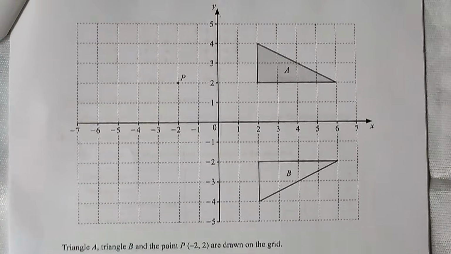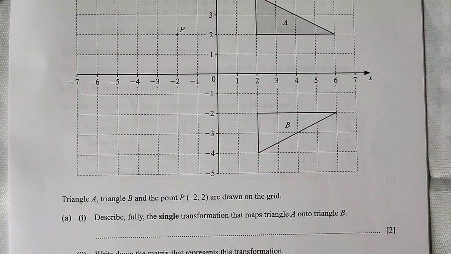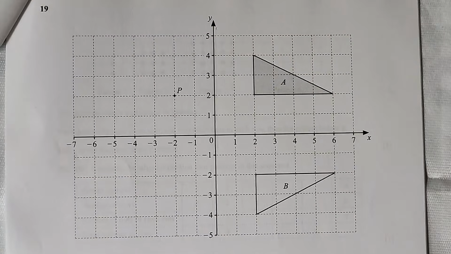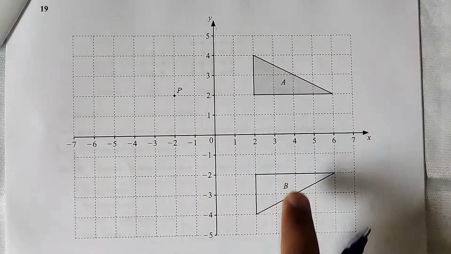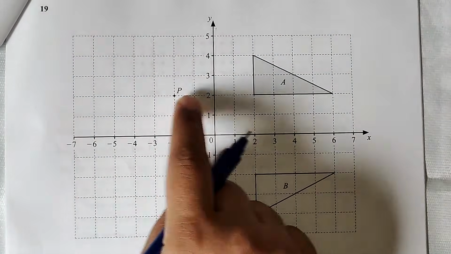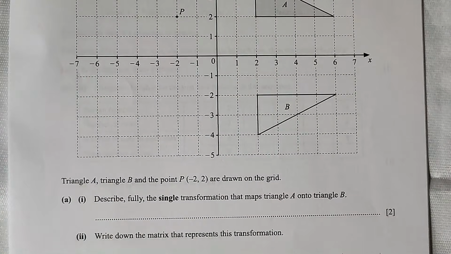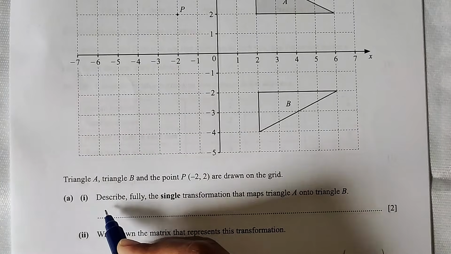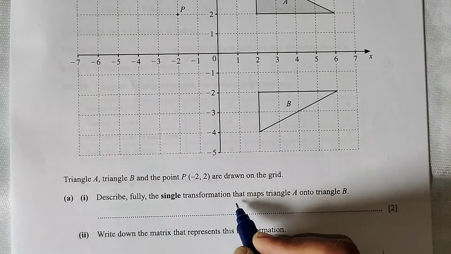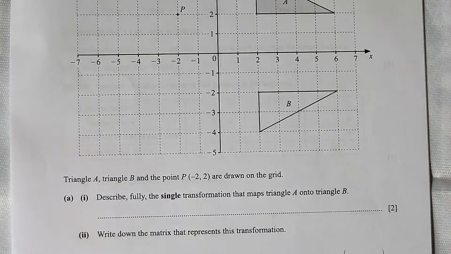Question number 19. Triangle A and triangle B and the point P, that is negative 2, 2, are drawn on the grid. So as we can see, triangle A, triangle B and the point minus 2, 2 is on the grid. Now for the first part, A1, describe fully the single transformation that maps triangle A onto triangle B.